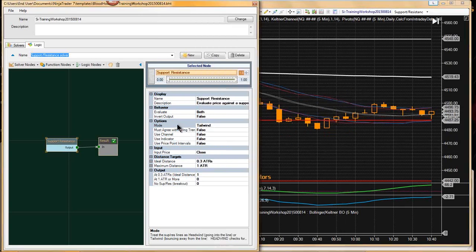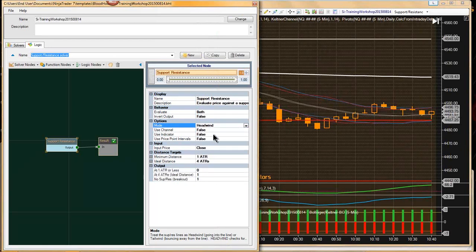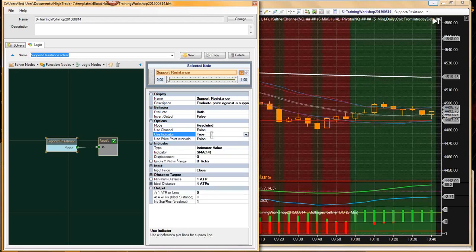So, all right, let's cover headwind mode first. I'm going to cover the use indicator setting first. I'll get back to using the channel and price point intervals later on. So let me cover the indicator first. We'll set that to true.